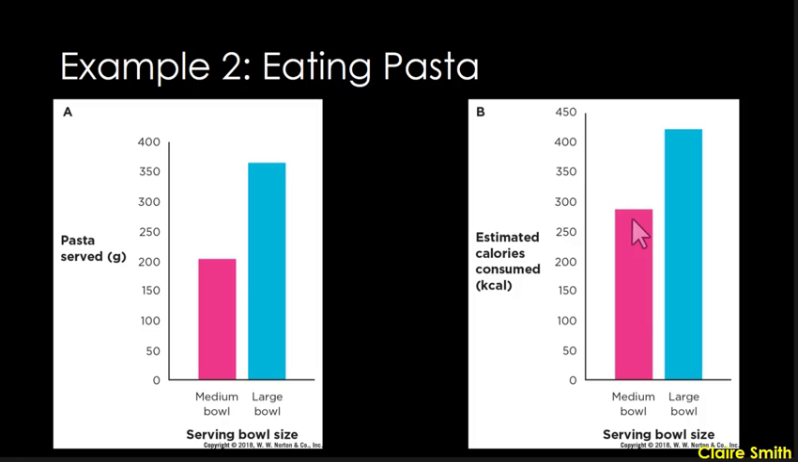So in the medium bowl condition, they ate significantly fewer calories than in the large bowl condition. So not only did they serve themselves more pasta out of the large bowl, but that actually translated to them eating significantly more pasta, more calories in that condition, which is interesting. All right, so those are the two examples that we're gonna see throughout this chapter.